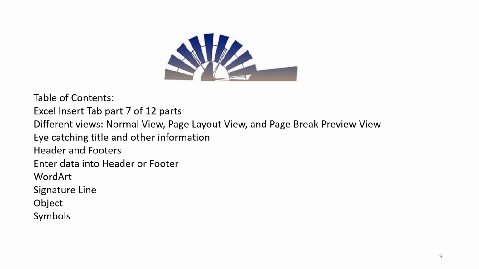Table of Contents, Excel Insert Tab, Part 7 of 12 parts: Different Views, Normal View, Page Layout View, and Page Break Preview View, eye-catching title and other information, headers and footers, enter data into header or footer, word art, signature line, object, symbols.